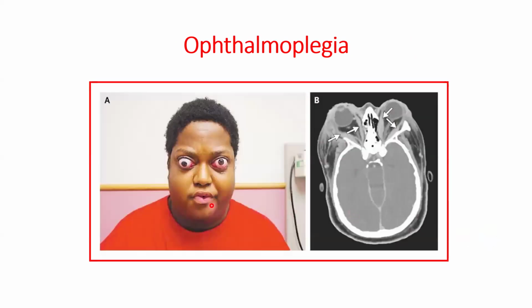This is another patient with ophthalmoplegia. She's supposed to be looking straight ahead. This eye, the left eye is looking straight ahead, but the right eye is looking down. Of course, she has exophthalmos and she has also extensive conjunctival chemosis with periorbital puffiness.